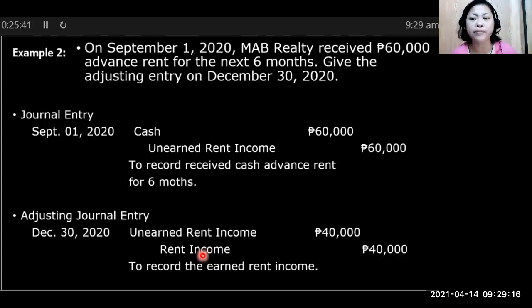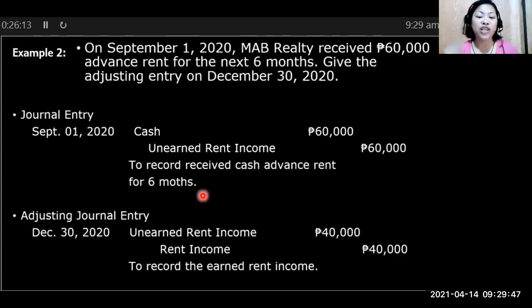Another example. On September 1, 2020, Mab Realty received 60,000 peso advance rent for the next 6 months. Give the adjusting entry on December 30, 2020. Let's have a journal entry. Upon payment, of course, you debit cash, you received cash, 60,000. Then you credit unearned rent income, or deferred rent income. Just be consistent with what account titles you are using.